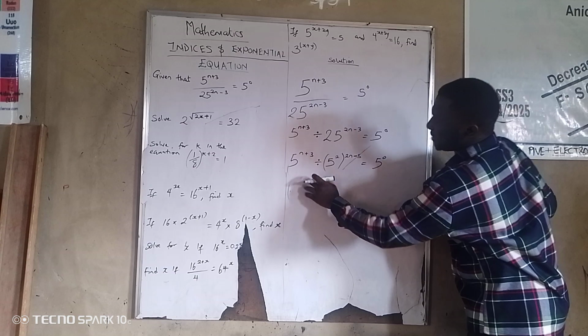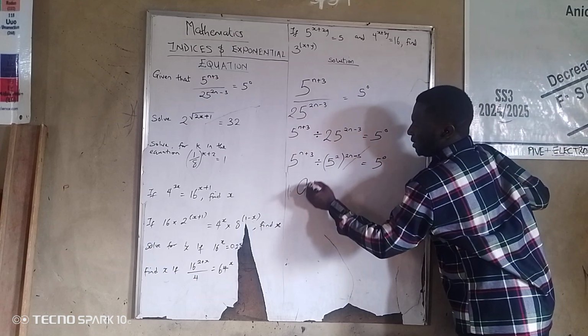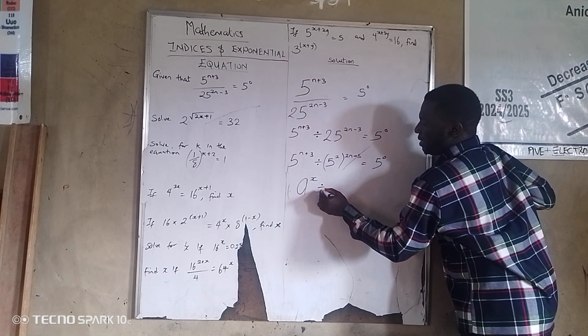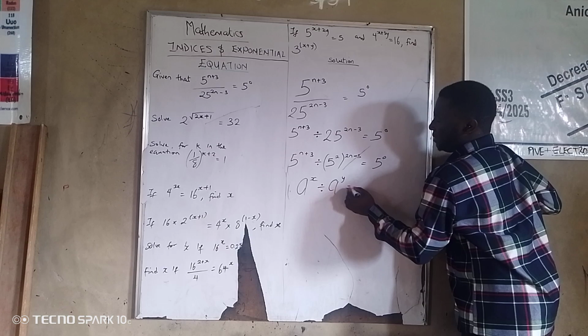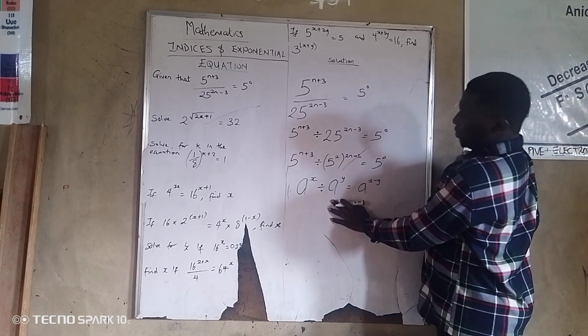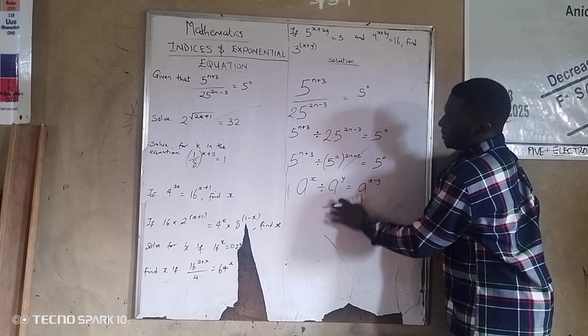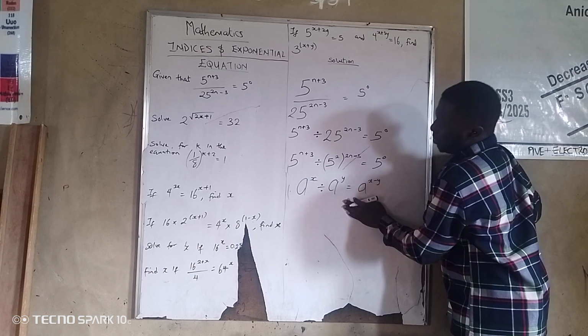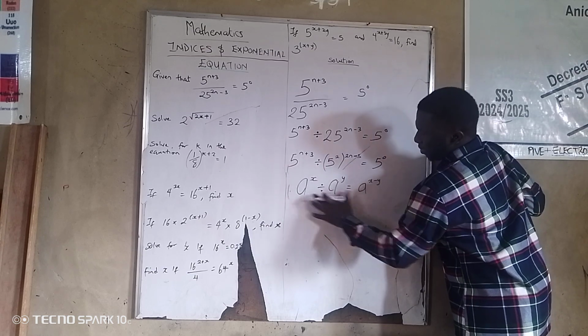Now remember the law of indices that says that a raised to power x divided by a raised to power y is a raised to power x minus y. They have the same base. So let me quickly simplify this before I proceed with this law. Let's continue with this and I'll come back to this law again.